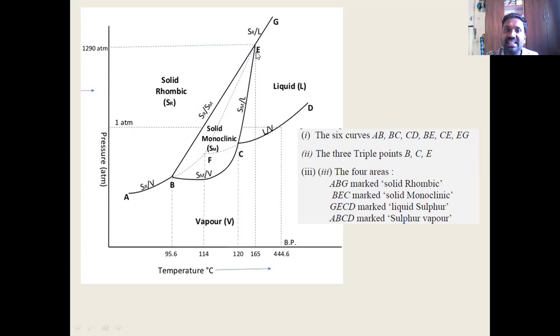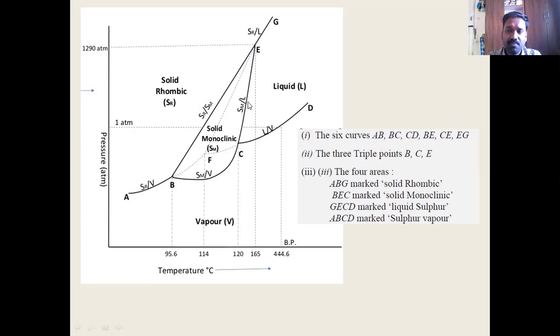And the last line, EG. See, what is there? This side, rhombic sulfur. What is there? This side, liquid. So EG corresponds to the melting curve of rhombic sulfur. CE is the melting curve of monoclinic sulfur. EG is the melting curve of rhombic sulfur. So these are the ways in which we should identify the curves and explain them.